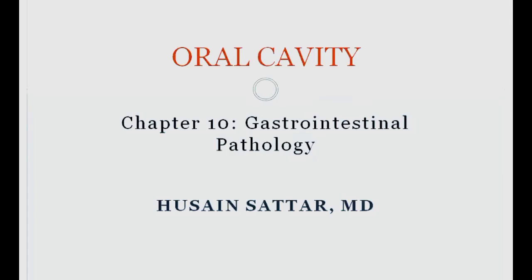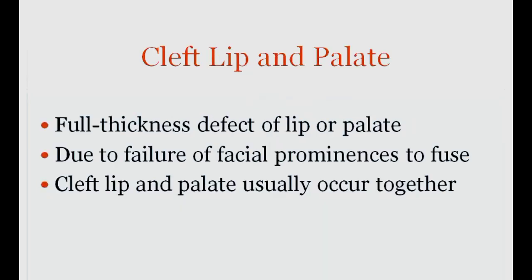Okay, GI pathology, the very first section that we're going to talk about is oral cavity. And the first lesion that we want to discuss is cleft lip and palate. This is a full thickness defect of the lip and or the palate. Usually a cleft lip and palate will occur together.